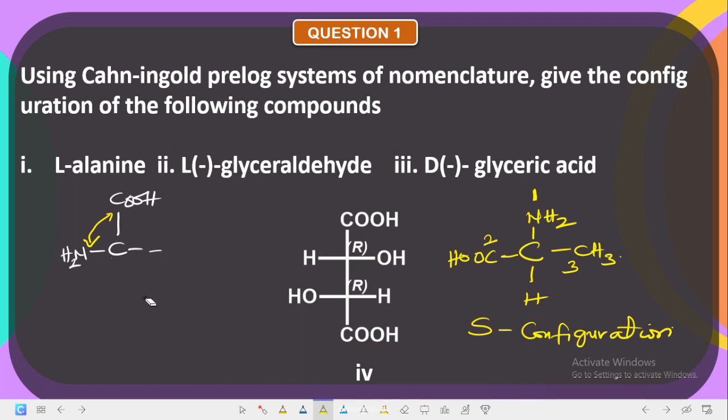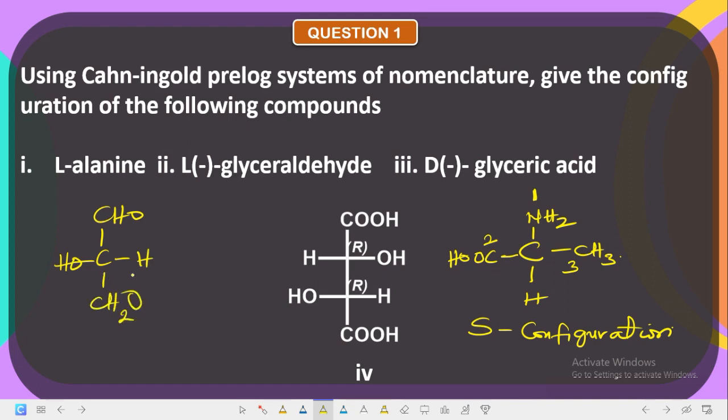Now, how about L-glyceraldehyde? Let's look at the structure of L-glyceraldehyde and see how it looks. Glyceraldehyde is CH2 double bond O then H, which can also be written as CHO. Then C, and here will be OH, here will be H. But because it's L, the OH should be here, and here will be H. Then we have CH2OH.